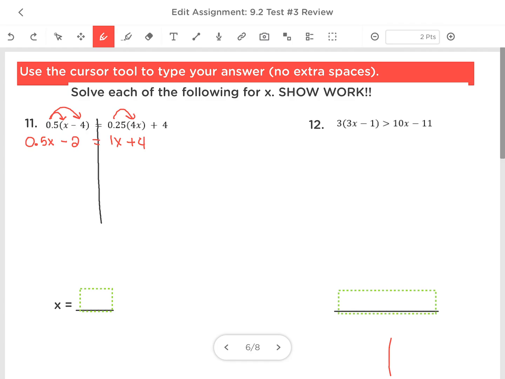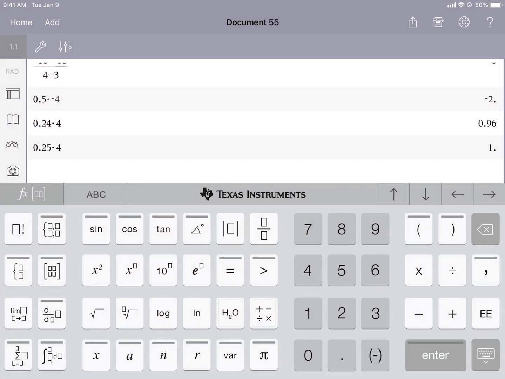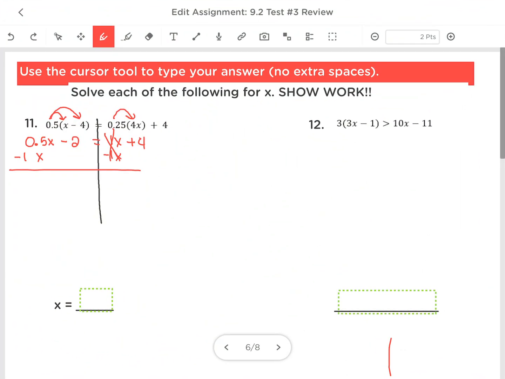Now we need to get our x's to one side, our numbers to the other. So let's just move the 1x to the other side. We're going to subtract 1x from both sides, minus 1x. So when we do that, 0.5 minus 1, again, use the calculator. 0.5 minus 1, you get a negative 0.5. x minus 2 is equal to 4.